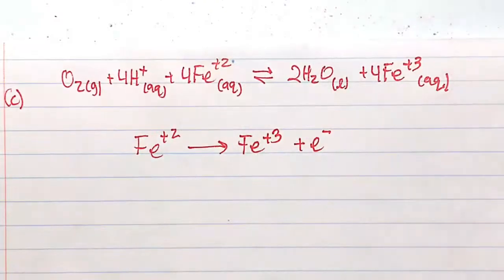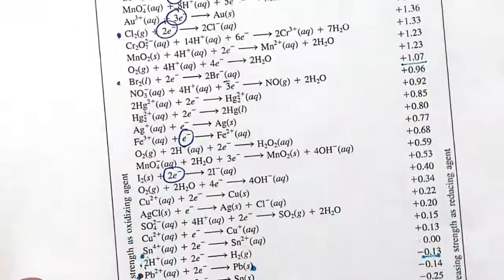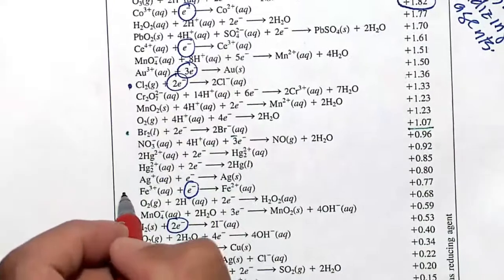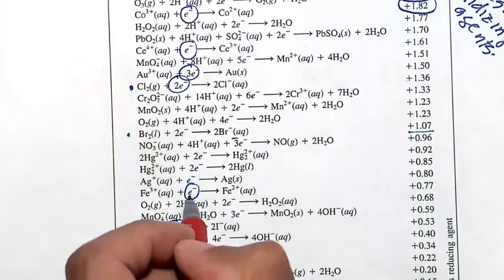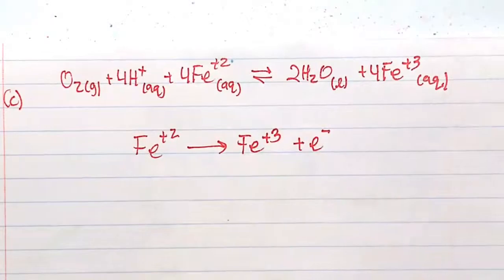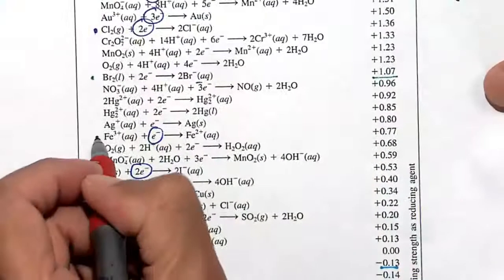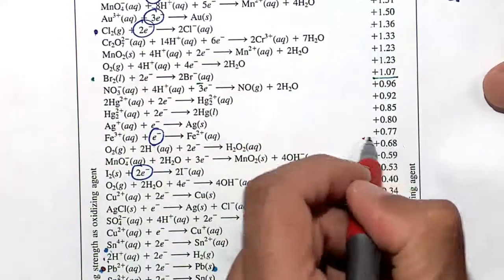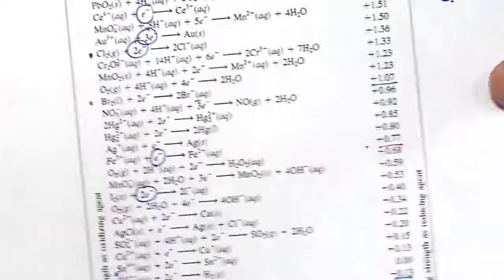And what is that in terms of the voltage? We see that right here. Here we gain an electron in our reduction table, but this is actually an oxidation. We lose an electron. So we have to flip this. Flipping this gives us minus 0.77 volts.